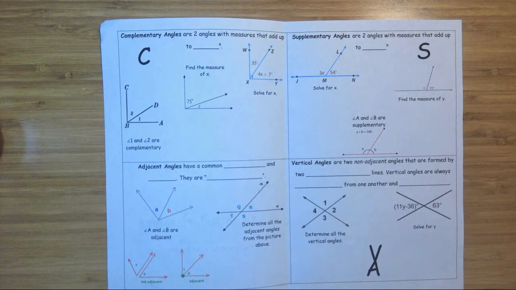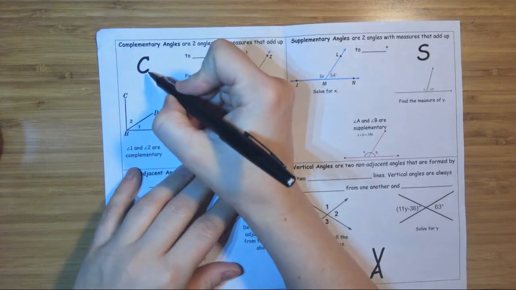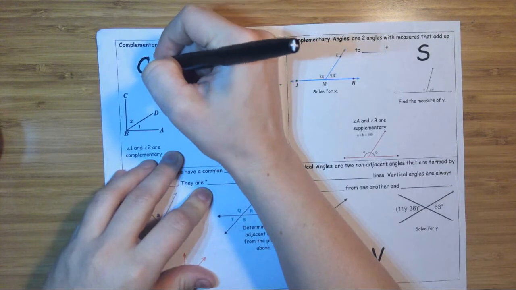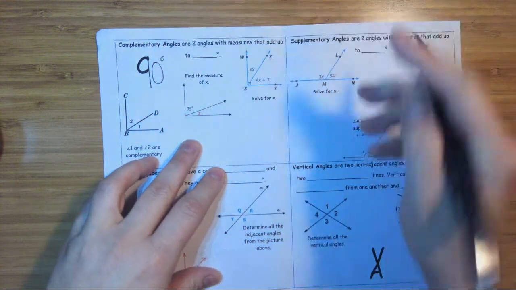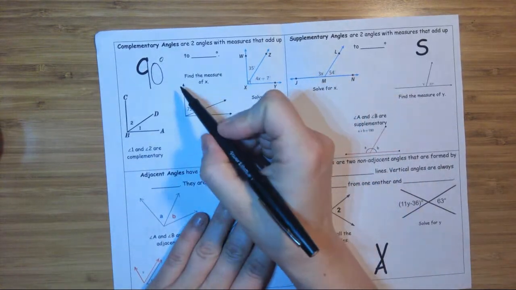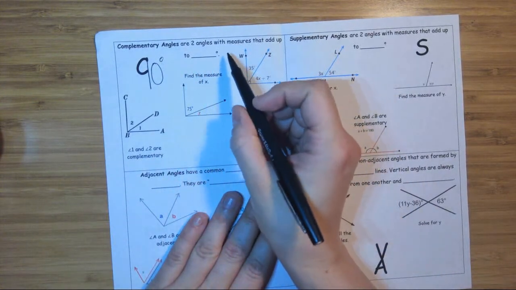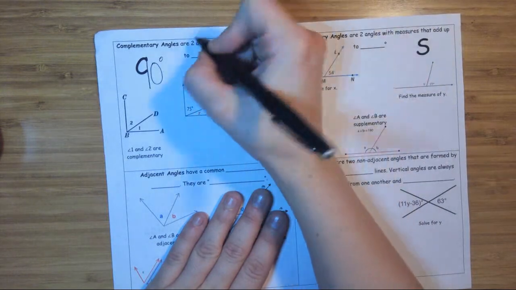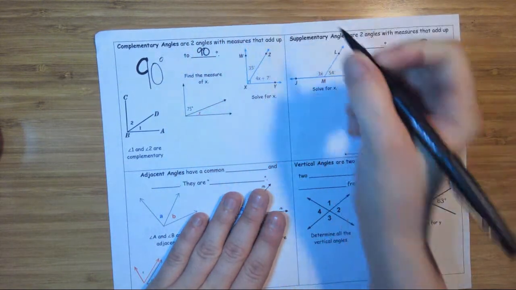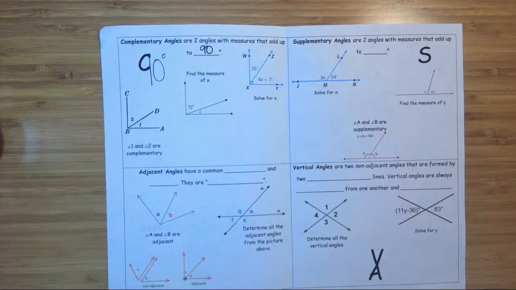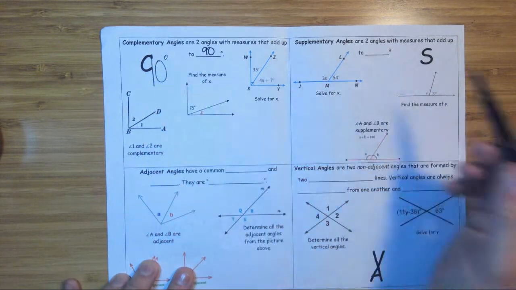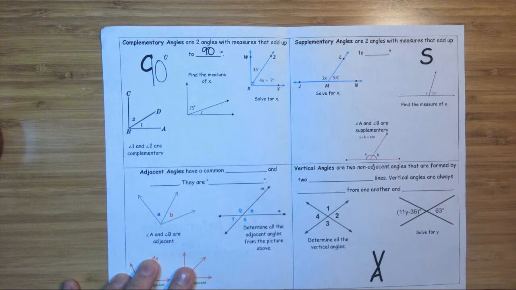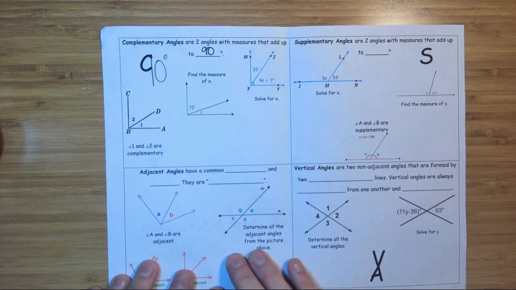Complementary angles. The way I remember complementary angles is I can take this C over here and connect the ends and turn it into a 9 for 90 degrees. So complementary angles are 2 angles with measures that add up to 90 degrees. Again, you can take the C in complementary, connect the ends, and turn it into a 9 for 90 degrees. That's your trick to help you remember that.